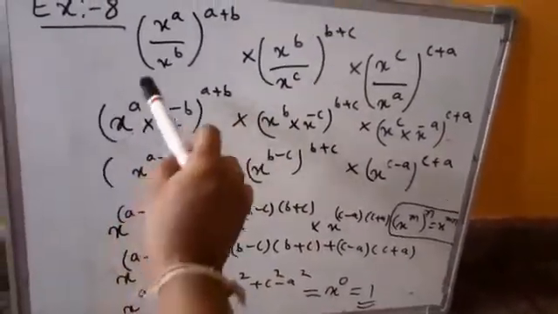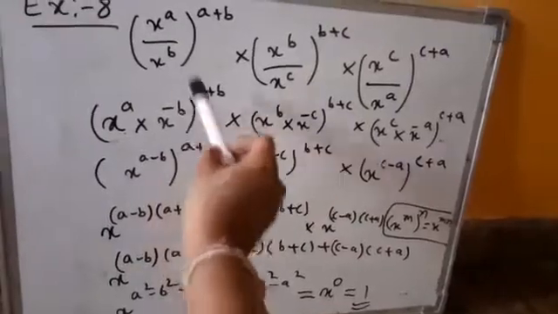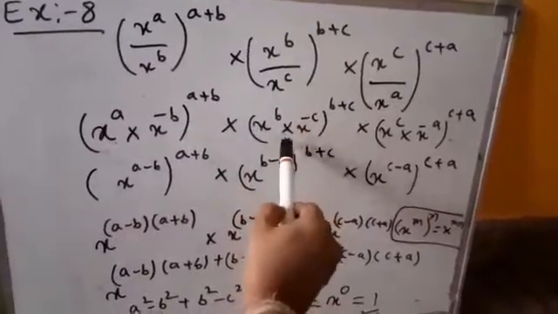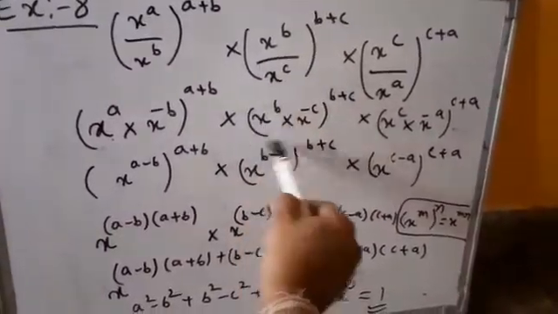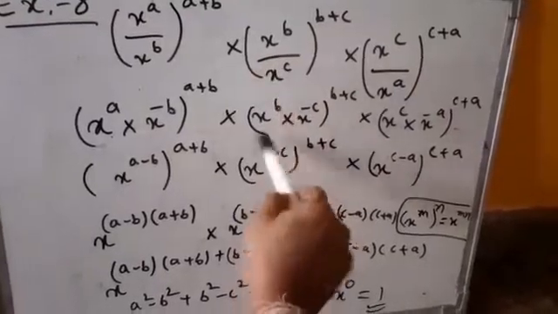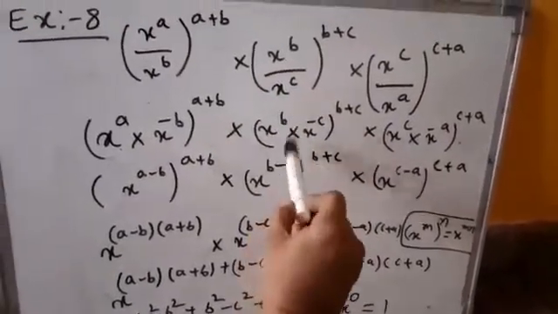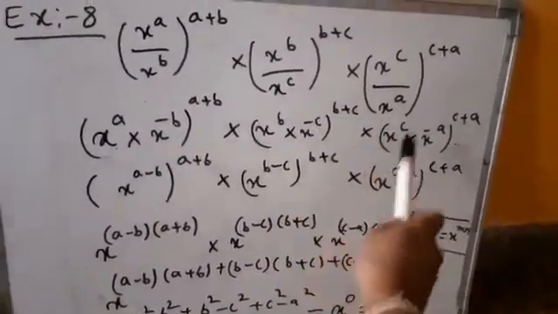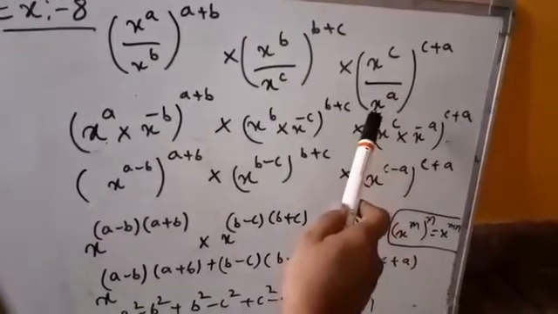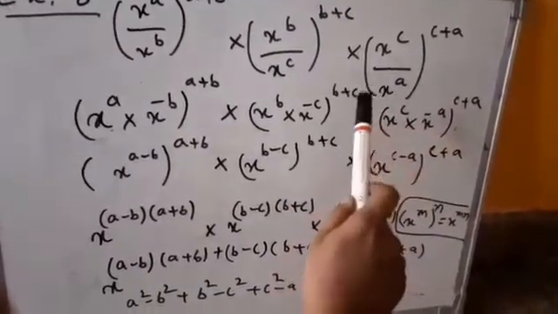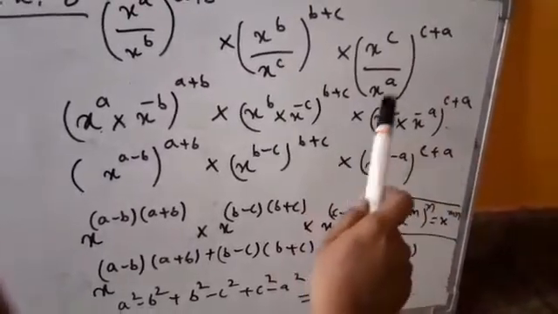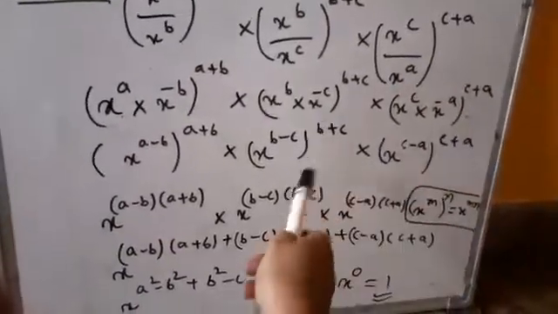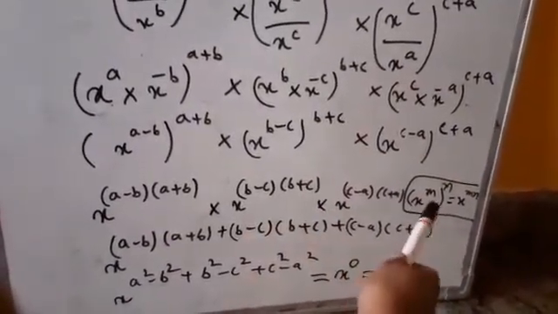That's why x to the power of a into x to the power of minus b, whole to the power of a plus b, into, next again, x to the power of b into x to the power of c; it goes to the numerator, plus c will become minus c. That's why x to the power of b into x to the power of minus c, whole to the power of b plus c, into, again, x to the power of c into x to the power of a; it goes to the numerator, plus a will become minus a. So x to the power of c into x to the power of minus a, whole to the power of c plus a.